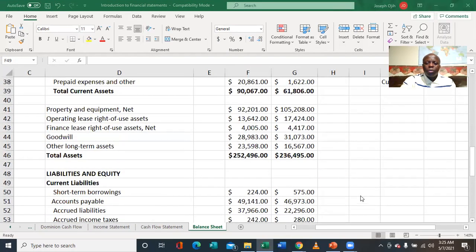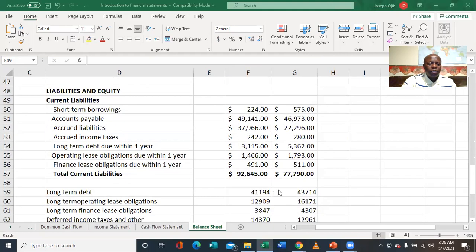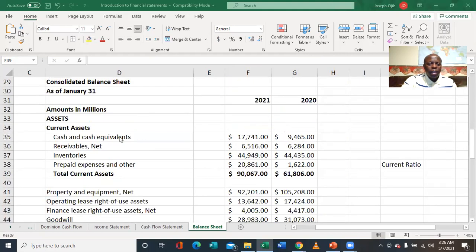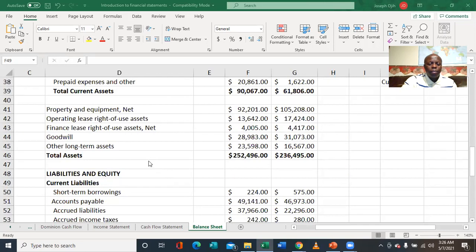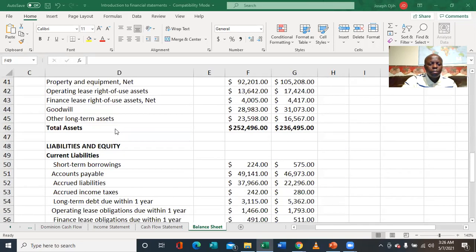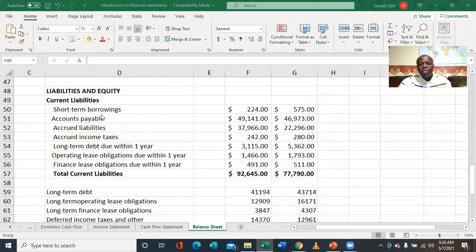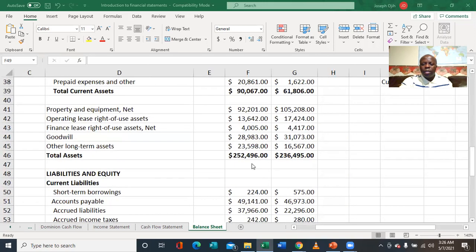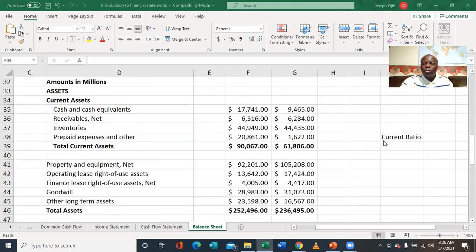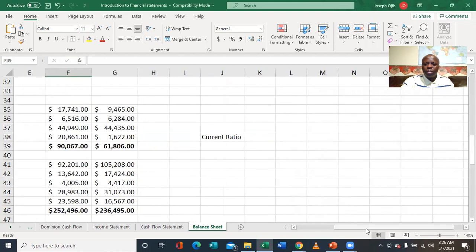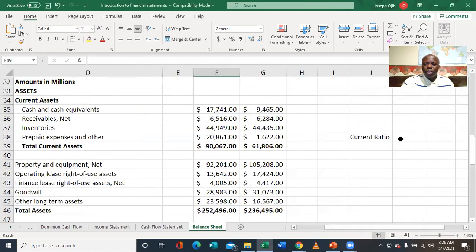Now, current assets. These are the current assets here: cash, receivables, inventory. So you see the total current assets. Then current liabilities are here: short-term borrowings, accounts payable, accrued liabilities. But we are going to be using the total current liabilities. So I'm using the total current assets, so that the current ratio for Walmart becomes equal, like I explained before.